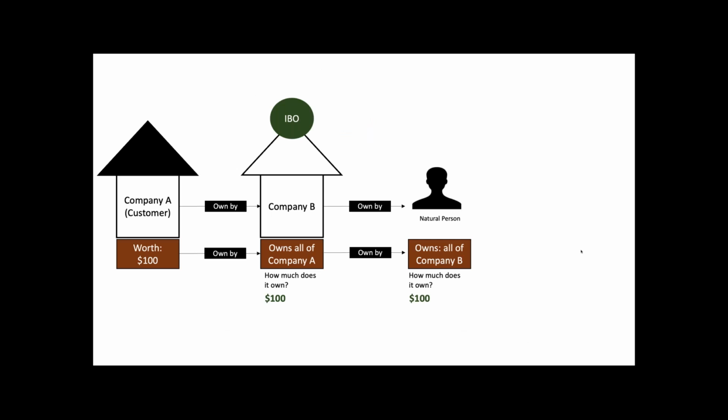Now let's go back to this calculation. Now we have our entity. Company A is worth $100. Then we have company B who owns all of company A, which is $100. Now, a natural person owns all of company B. The question is, is he a UBO or not?